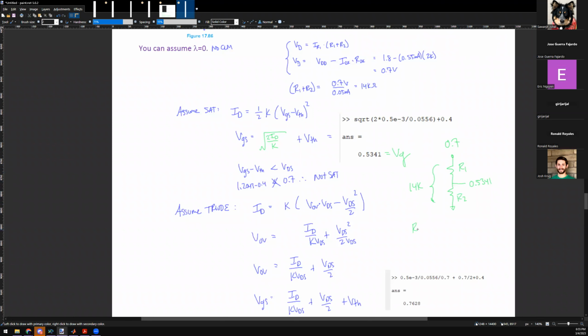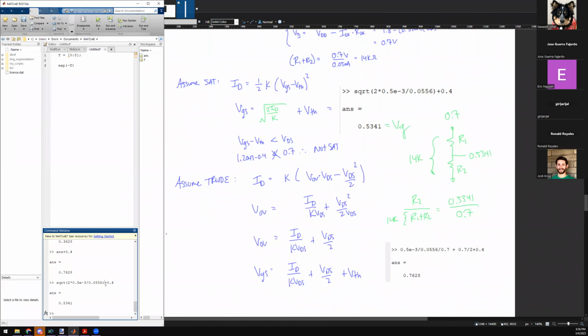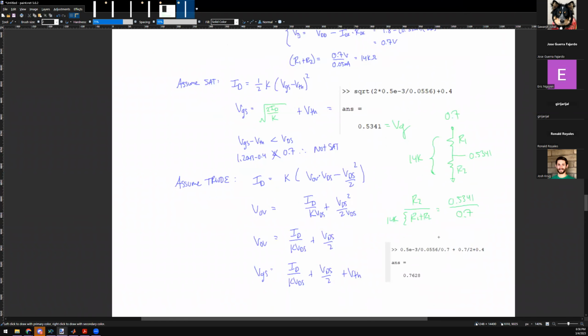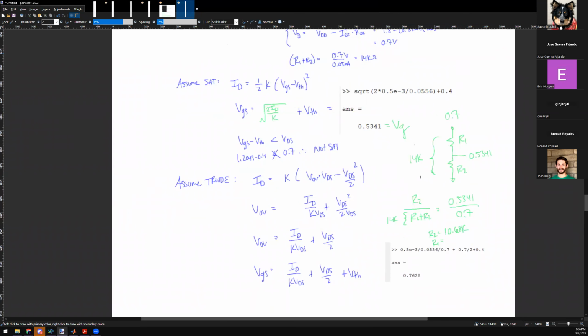So all I need to say is that R2 divided by the total is equal to the fraction over the whole. And I know that this side is equal to 14K. So I can just solve this guy. I could solve that R2 is equal to 0.5341 divided by 0.7 times 14K. So therefore R2 is equal to 10.68. And therefore R1 has to be equal to the remainder that adds up to 14K: 3.318K.